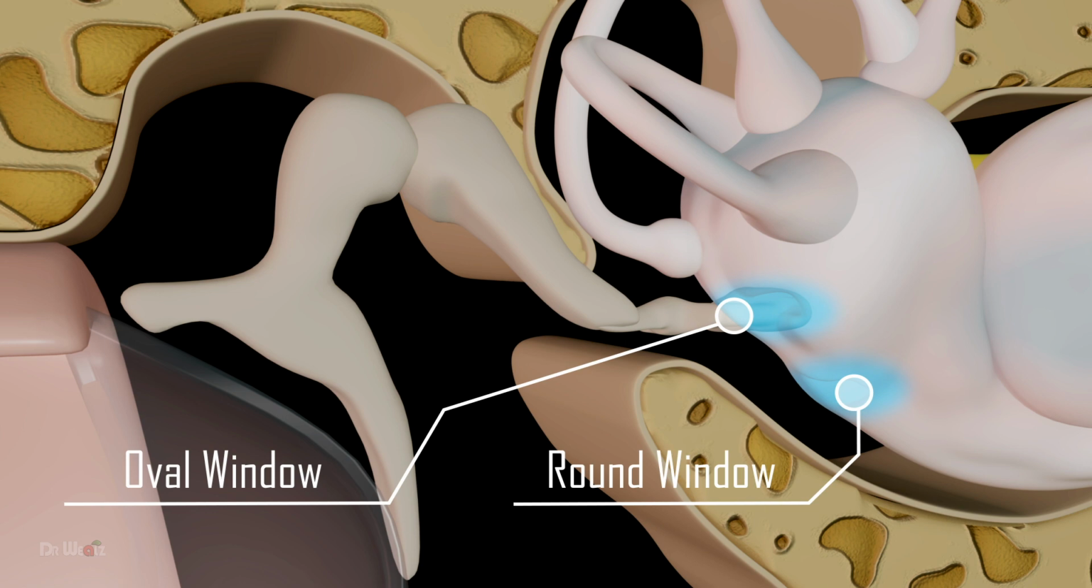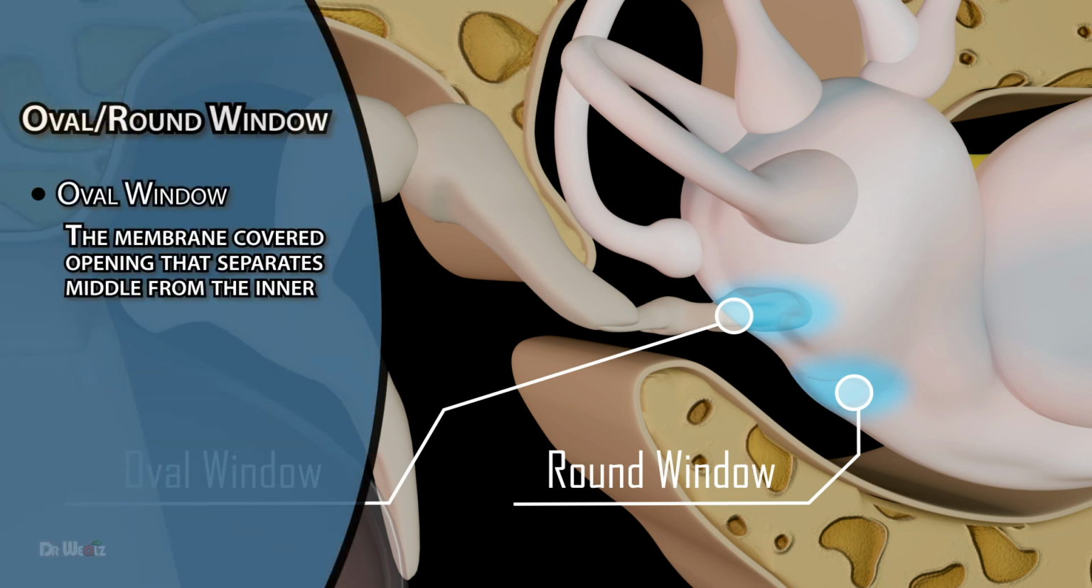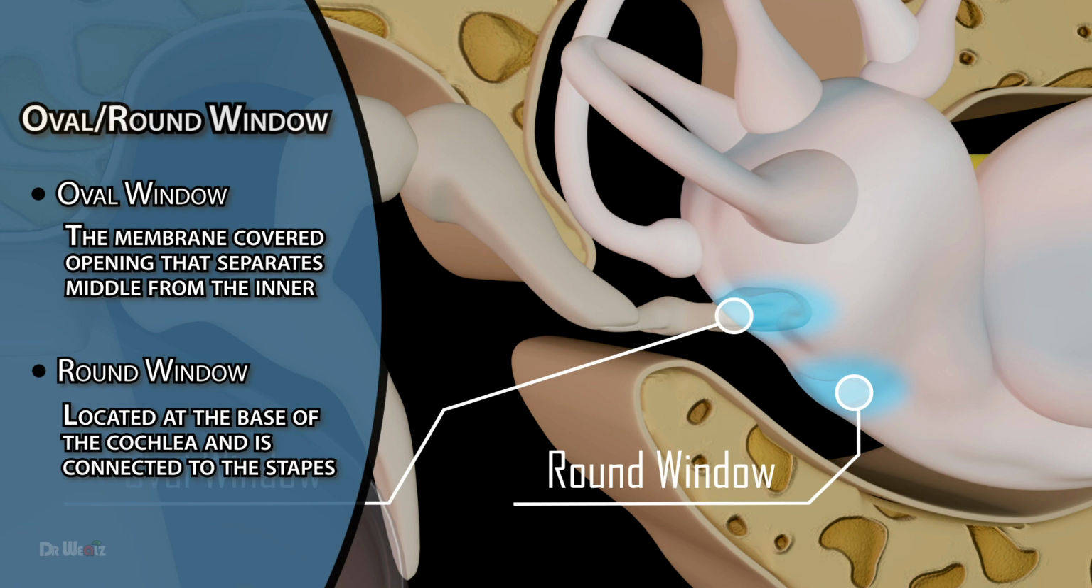The oval window and round window are two openings that connect the middle ear to the inner ear. The oval window is the membrane-covered opening that separates the middle ear from the inner ear. It is located at the base of the cochlea and is connected to the stapes. The round window is located at the other end of the cochlea and is also covered by a membrane.